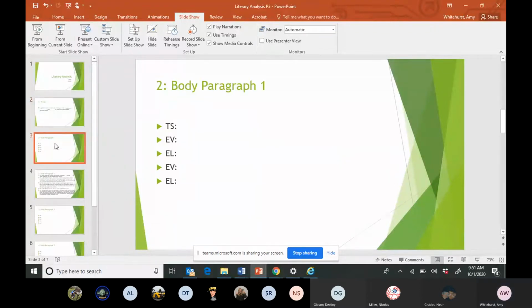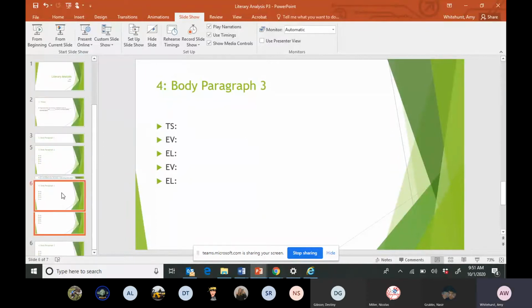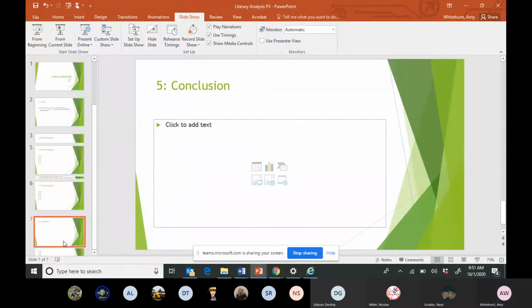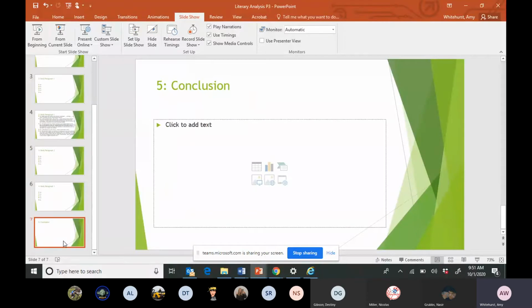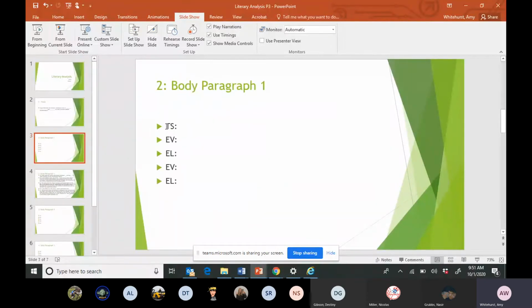So we have body paragraph 1, 2, 3, and then the conclusion, okay? And remember, on your body paragraph slides, you have TS, EV, EL, EV, EL. So that stands for topic sentence, evidence, elaboration, evidence, elaboration.